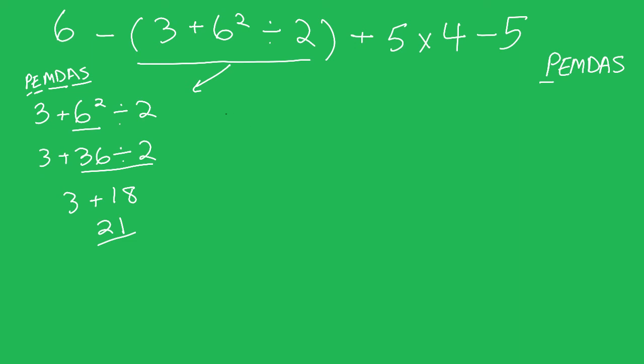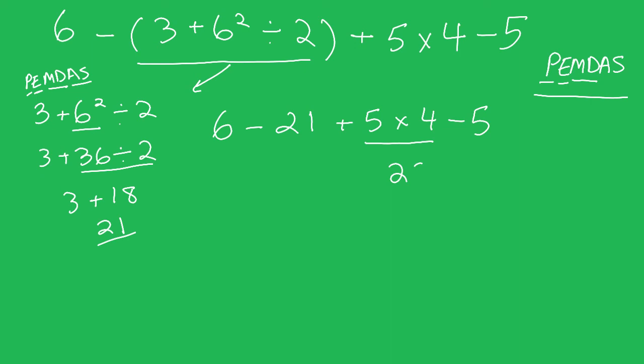So let's take a second here and rewrite this problem. 6 minus 21 plus 5 times 4 minus 5. Now we can go back to this order of operations here, and we have no more parentheses, no more exponents. So then we go to multiplication and division, and we have one multiplication right here. 5 times 4 equals 20.